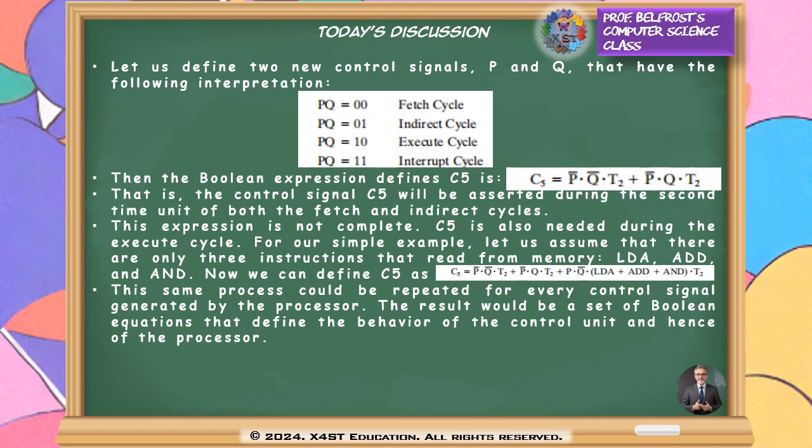This expression is not complete though, because C5 is also needed during the execute cycle. For a simple example, let us assume that there are only three instructions that are read from memory: LDA, ADD, and AND. Now you can define C5 as P' Q' T2 plus P' Q T2 plus P Q' times (LDA plus ADD plus AND) times T2. This same process could be repeated for every control signal generated by the processor. The result will be a set of Boolean equations that define the behavior of the control unit and hence of the processor.